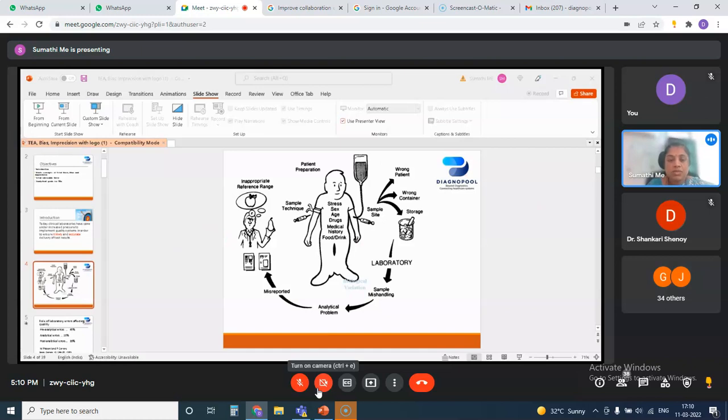So you must be having an idea that out of all these errors, we have the pre-analytical error, which comprises 65% of total error, and the analytical errors are 15%.